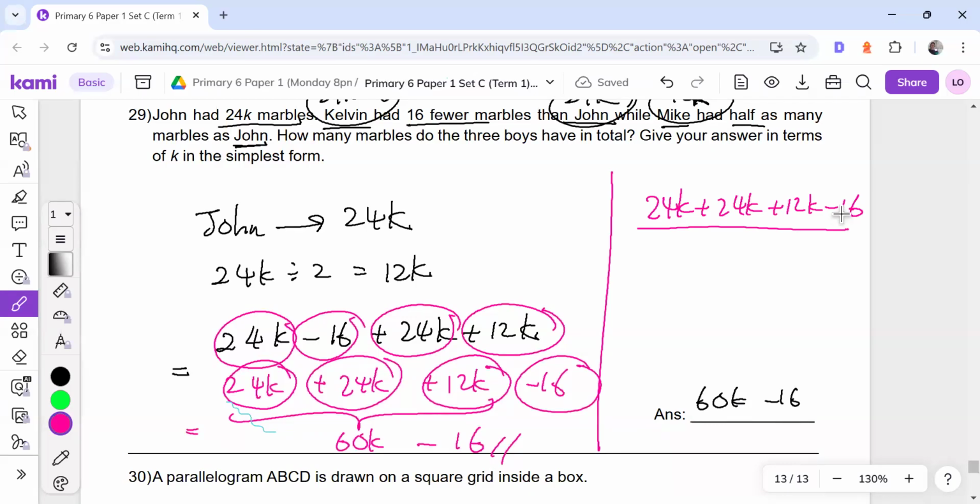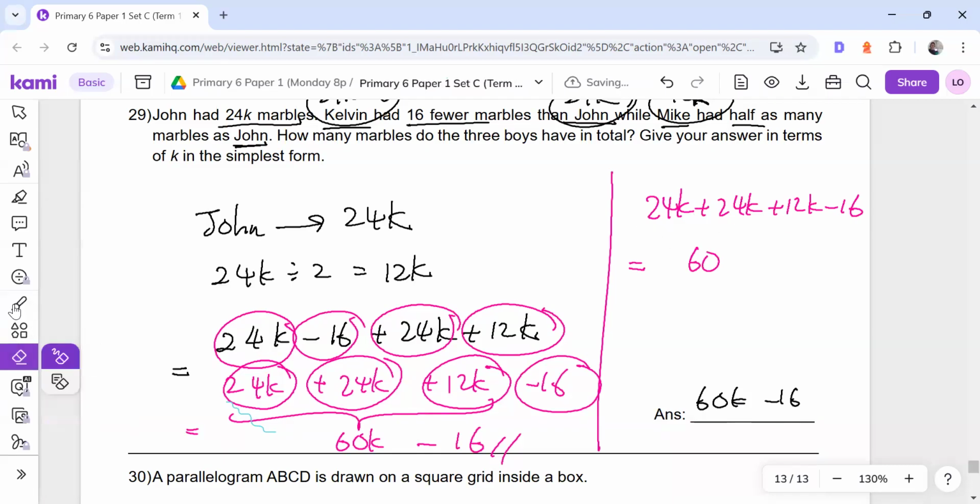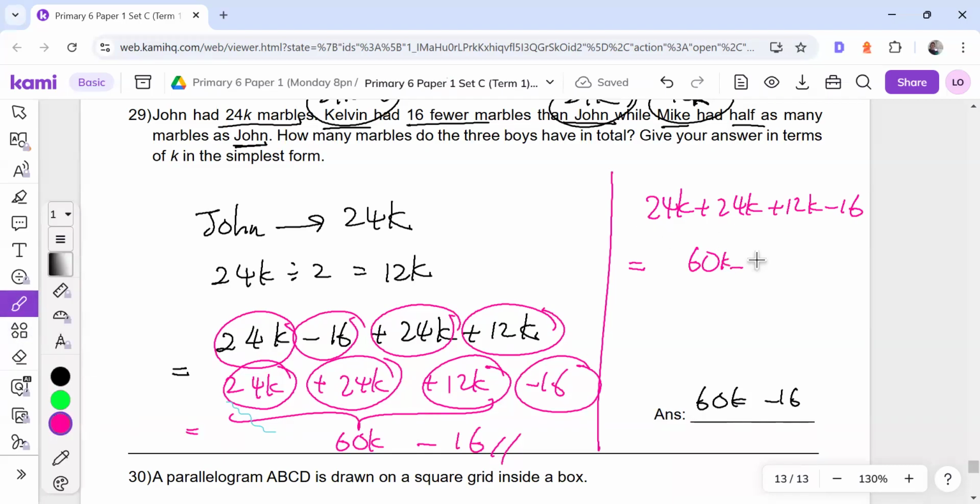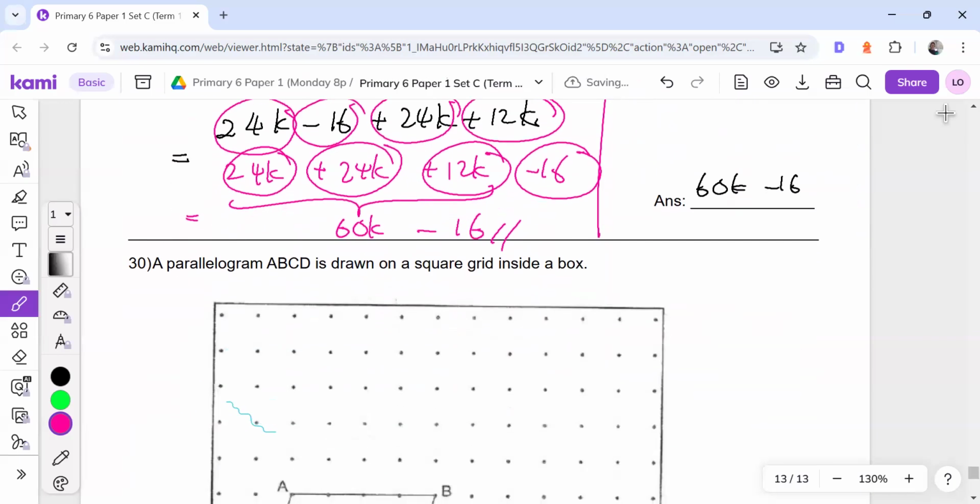Simplest form means you can't continue to plus. If you continue to plus, you will get 60K minus 16. Do you understand? All right. So this is not the simplest form. You have to simplify. Simplify means to continue to plus and minus to get your final answer. Got it? Okay. Let's go to the next one.